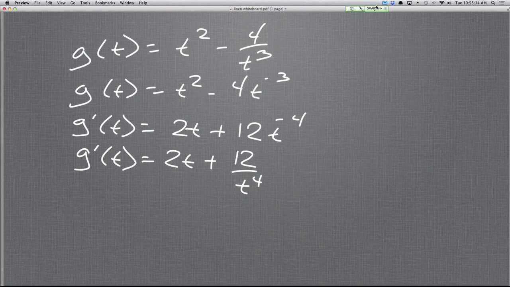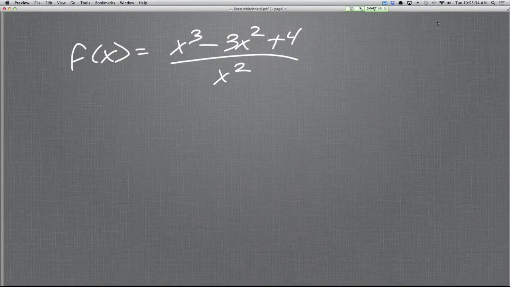All right, 2 more examples. All right, I have f of x equals x cubed minus 3x squared plus 4 divided by x squared. I'd move that to the numerator.